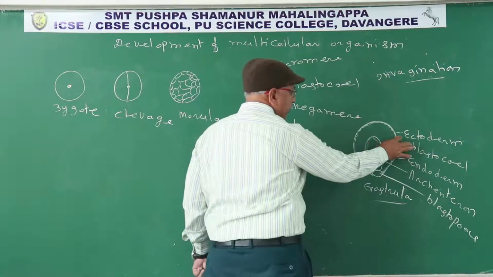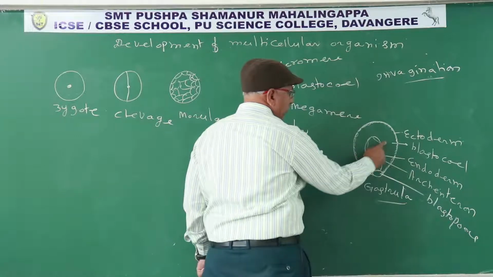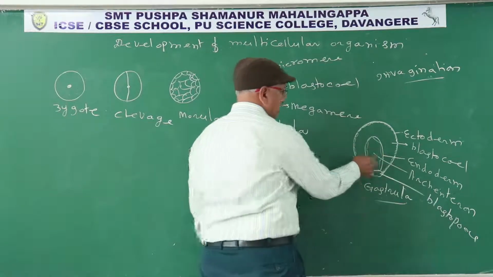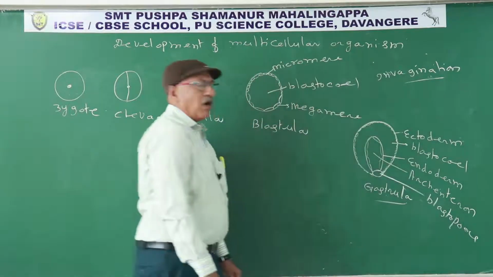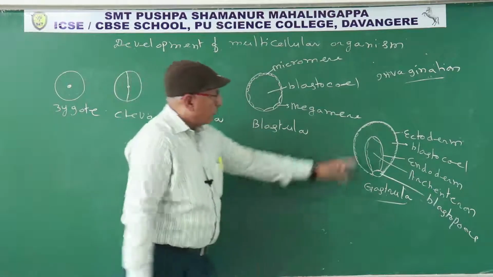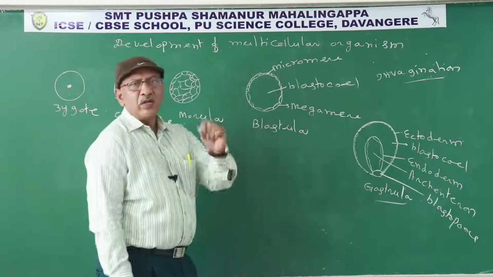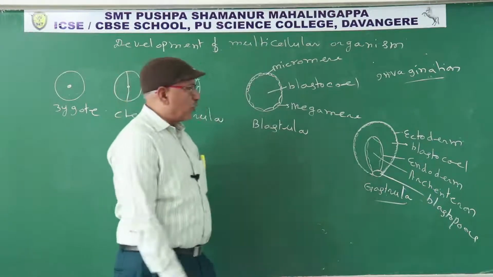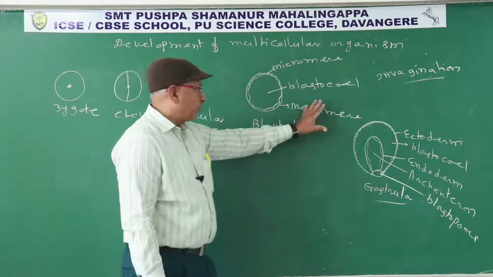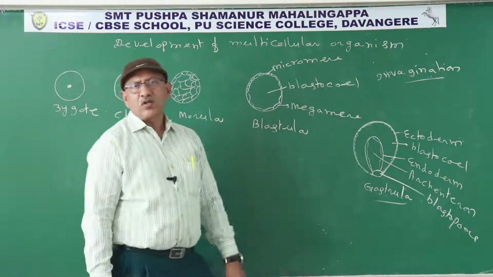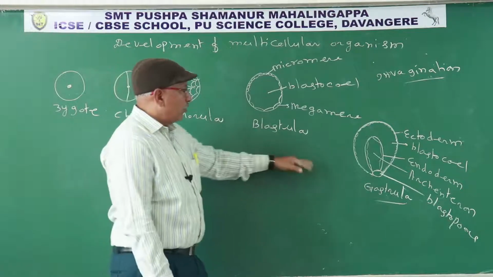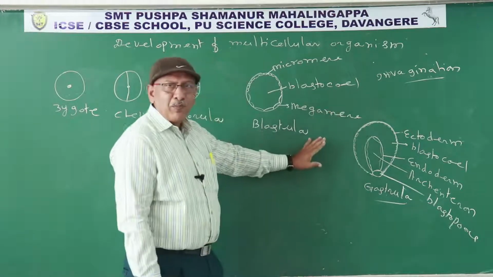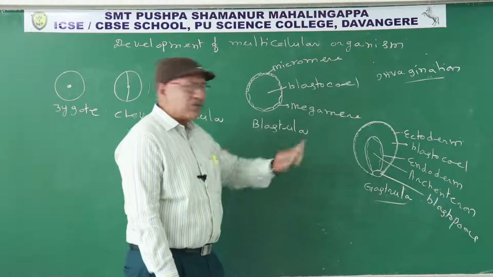The cavity present between ectoderm and endoderm is known as blastocoele. The cavity encircled by endoderm is known as archenteron. Now the archenteron opens out through an aperture known as blastopore. The first opening during development is the blastopore. The first body cavity is blastocoele. This two-layered developmental stage is known as early gastrula.